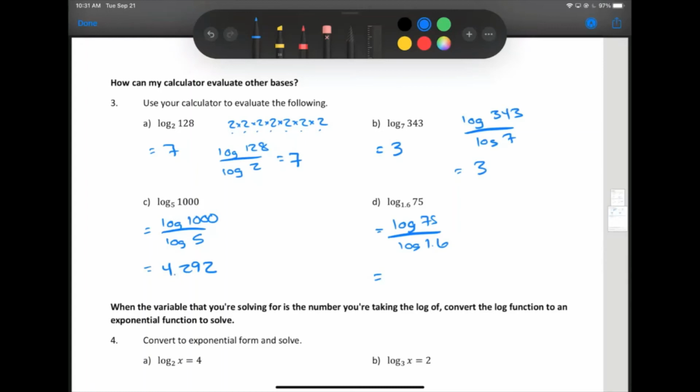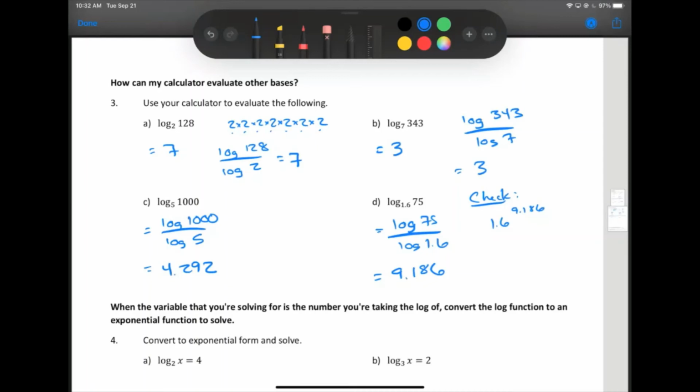Yeah. So log of 75 divided by log of 1.6, and I'm getting 9.186, etc. And if you want to just check them, if you want to make sure that you're on the right track, just try it and see if 1.6 to the exponent 9.186 should equal 75, keeping in mind there may be a little bit of rounding error since we're using decimals.